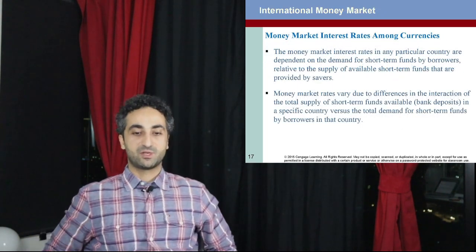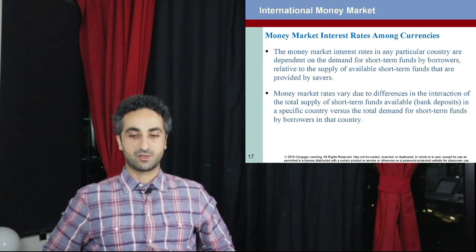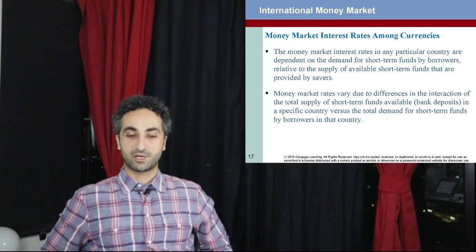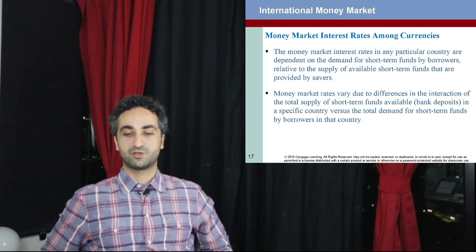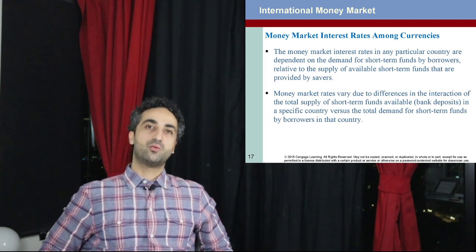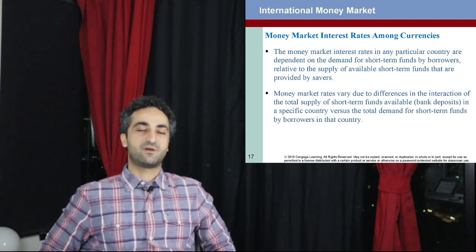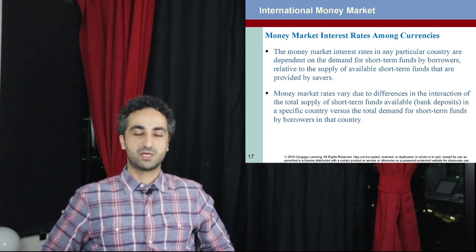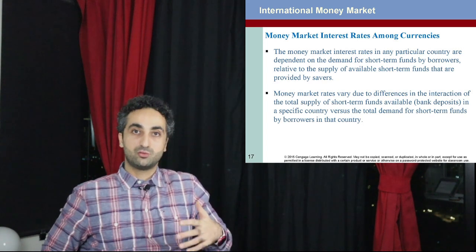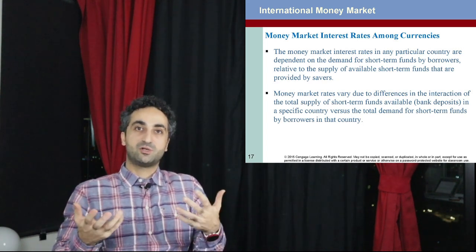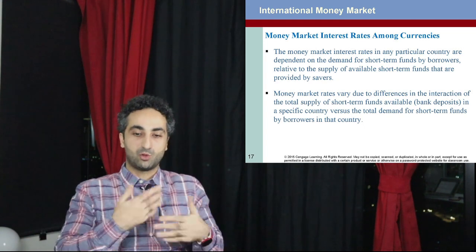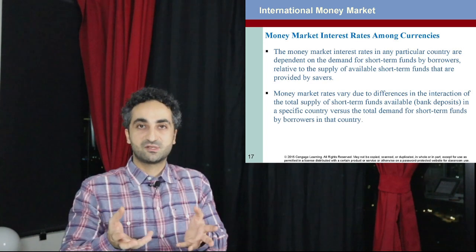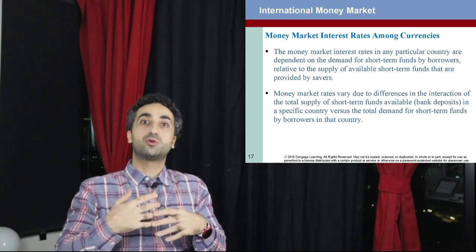Okay, let's continue with money market interest rates among currencies. The money market interest rates in any particular country depend on the demand for short-term funds by borrowers. So, what determines interest rate? Why is it 5%? Why is it 6%? Why is it 0.10 in some countries? Of course, again, due to what we discussed, the powers of supply and demand. More people want it, less people want it. So here we're discussing interest rate. How does this work? More people want to borrow.